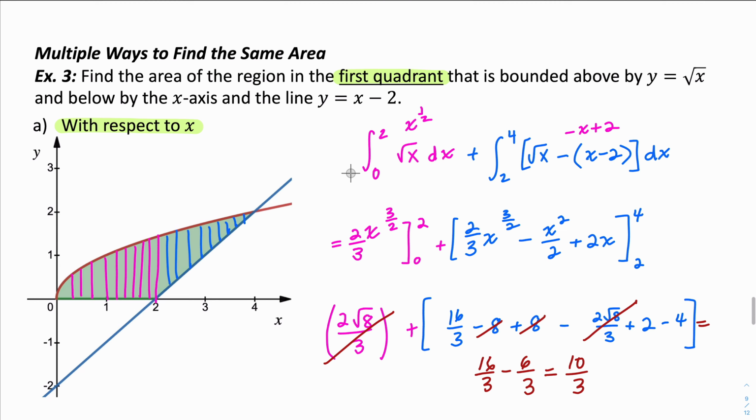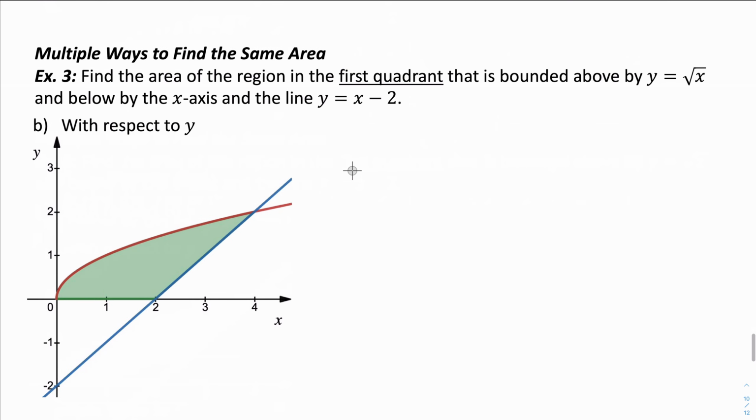All right, so now, what if we wanted to integrate this with respect to y? So integrating with respect to y is a little bit different, right? Our area formula that we had before was the integral from a to b of f of x minus g of x with respect to x, right? And we were integrating with respect to x. But now we're integrating with respect to y.